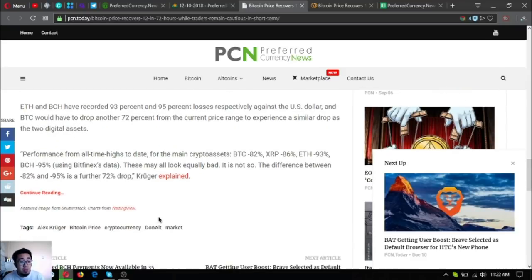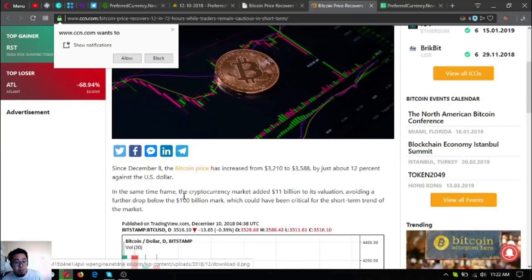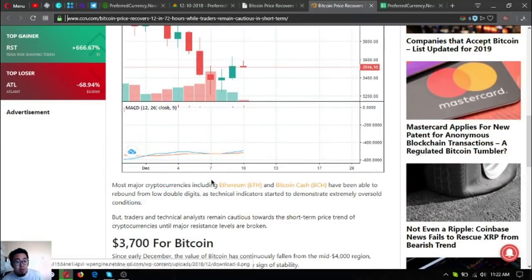Okay, so performance from all-time highs to date, the main crypto assets: Bitcoin 82%, XRP 86%, Ethereum 92%, Bitcoin Cash 95%, using Bitfinex data. These may all look equally bad. It is not so. The difference between negative 82% and negative 92%, 95% is a further 72% drop, Kruger explained.